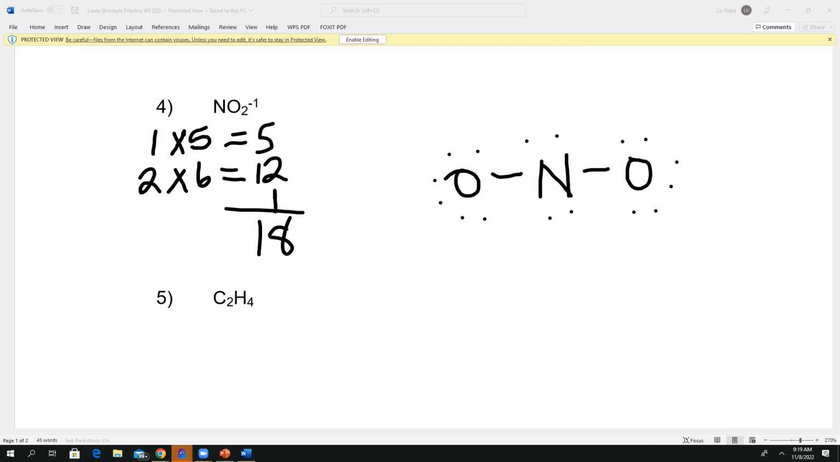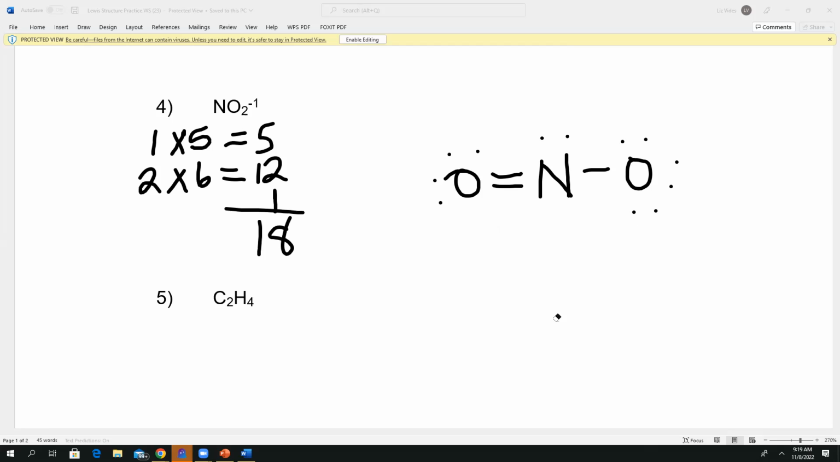So let's go back to the drawing board, all right? So what is something we can do to reduce that number? We can do a double bond. We can erase one of these. Oops, not supposed to be an eraser. All right, let's see. Now let's see if we count. 2, 4, 6, 8, 10, 12, and 6 more is 18. So this is the correct structure.